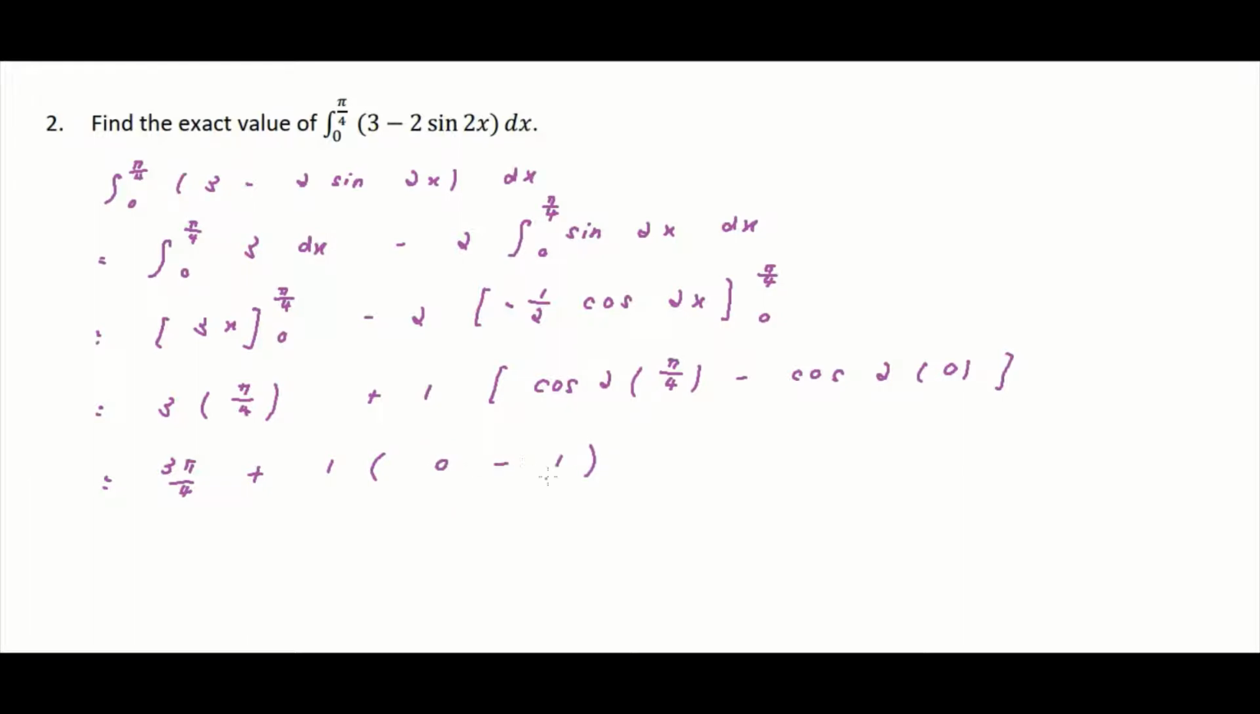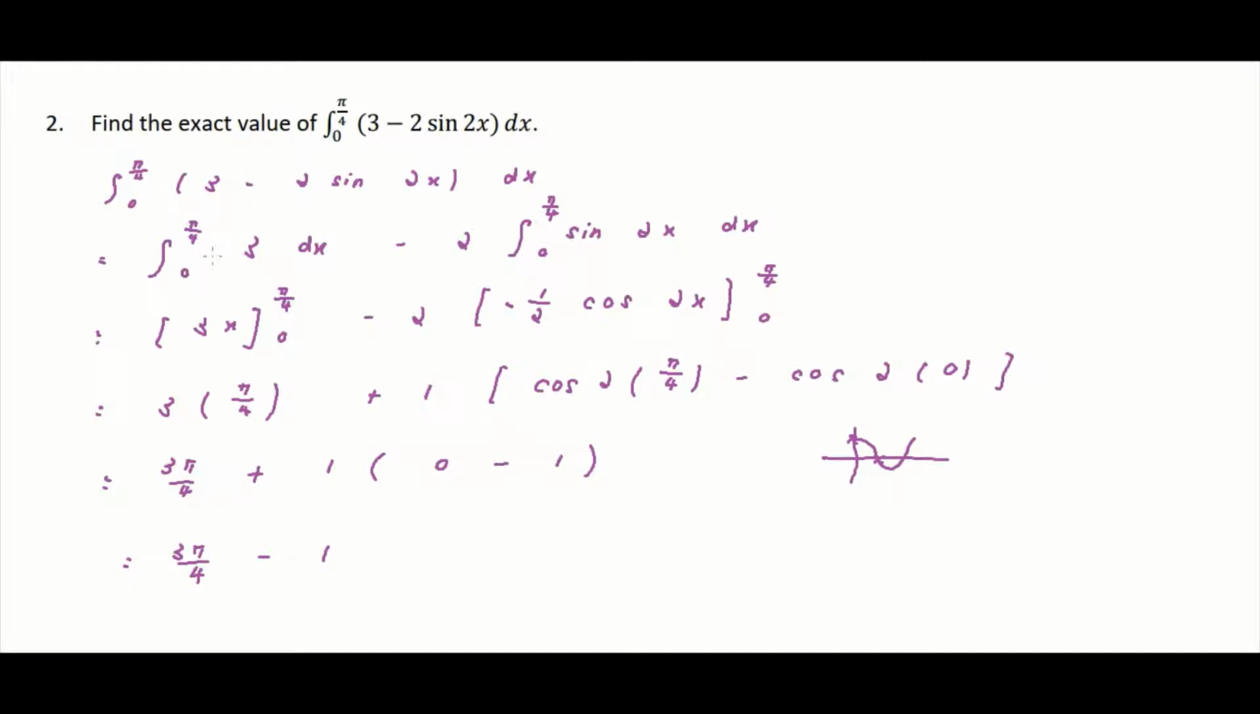So I hope that by now you should be able to imagine everything in your head, so that you know that for 0 this is 1, and for 90 degrees this is 0. Then after that, 3 pi over 4 minus 1. Because the question wants you to give the answer in exact value, you can just leave your answer in this form.